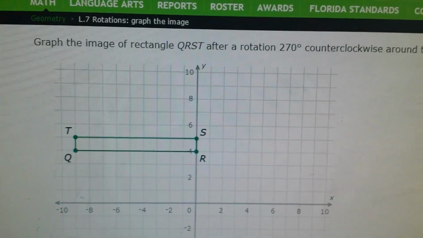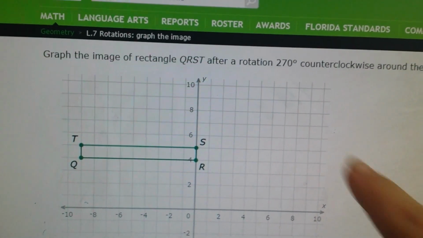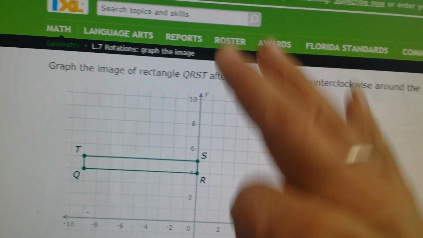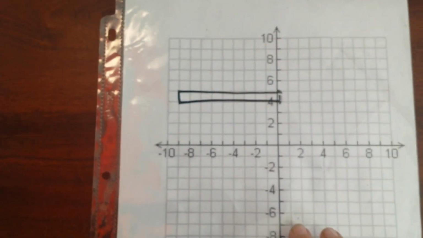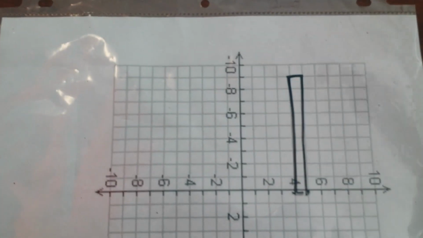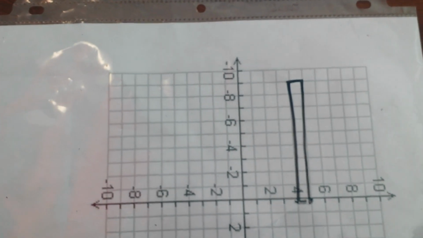All right, this one is 270 counterclockwise. So 270 makes how many 90s? Makes 3 90s. So it's 3 90s counterclockwise to the left. So here we go, to the left 3 times. 1, 2, 3. So this is what it looks like. So I can automatically put it right there and draw it, or we could deal with the coordinates.